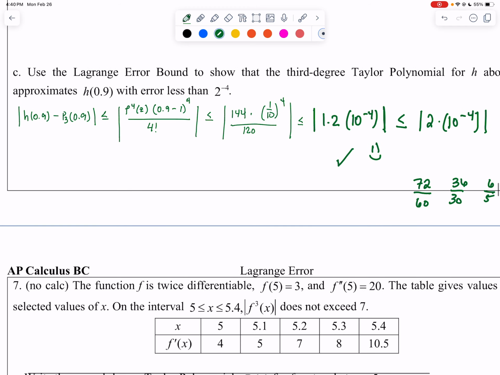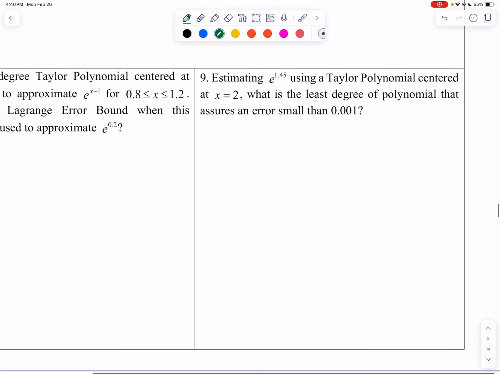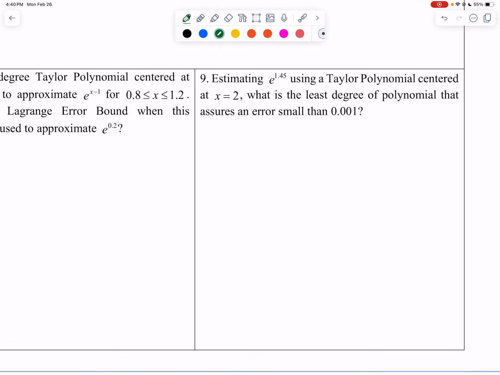Let's do 9. We want to estimate e to the 1.45 using a Taylor polynomial centered at x is equal to 2. And we want to find out the least degree of polynomial that assures an error less than 0.001.